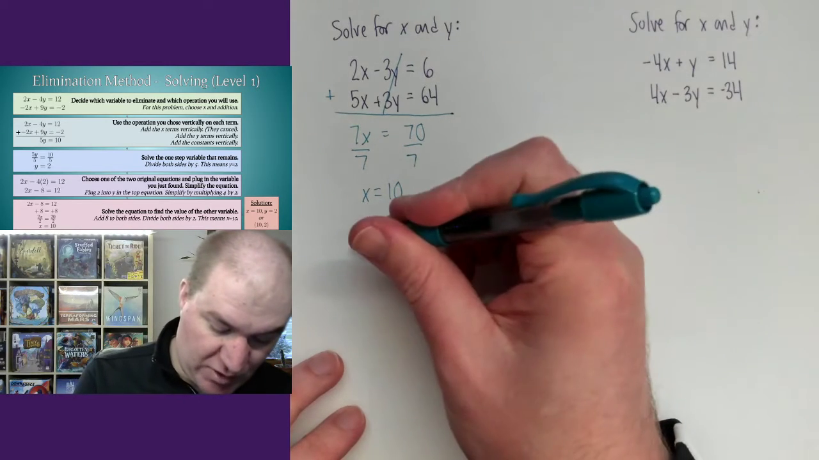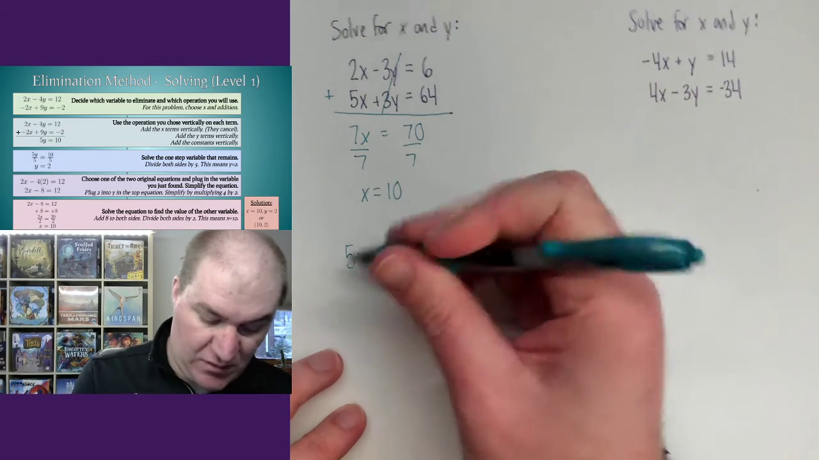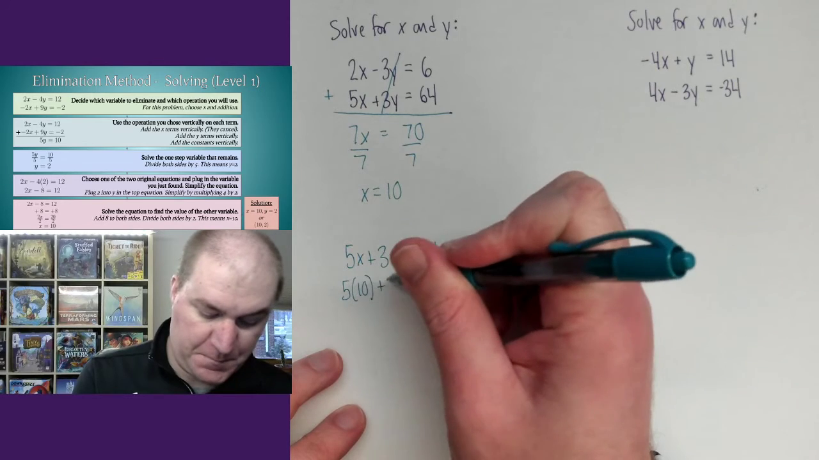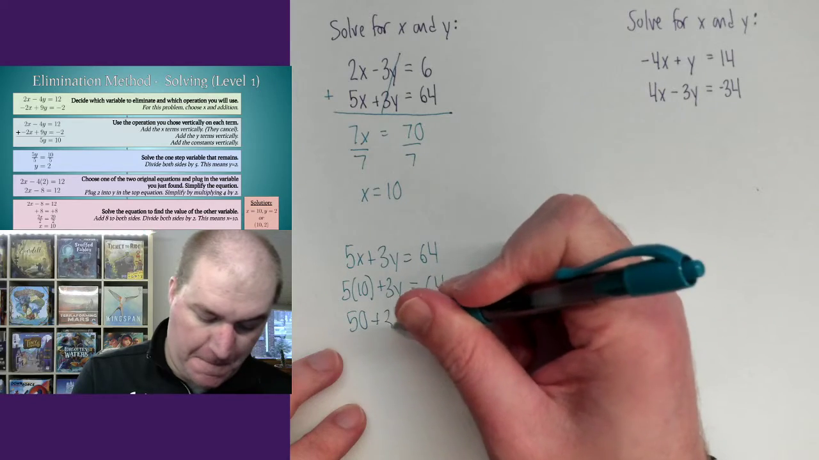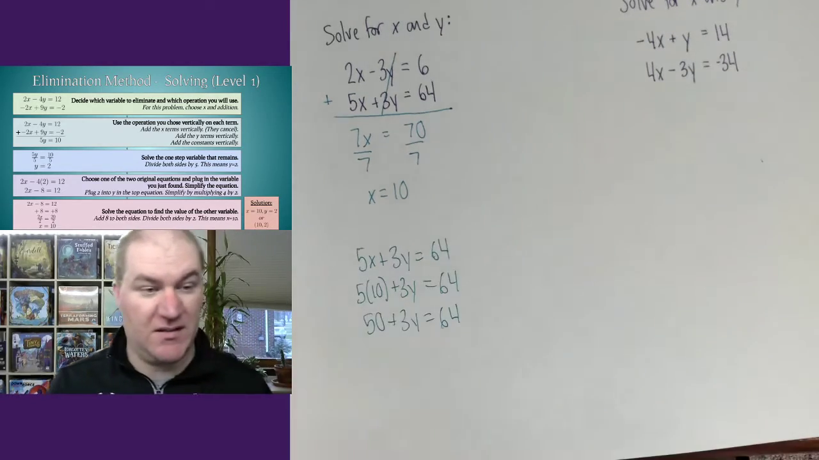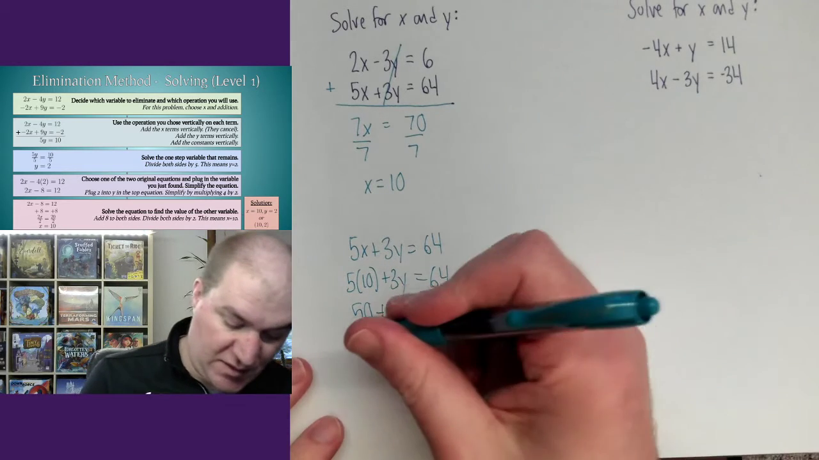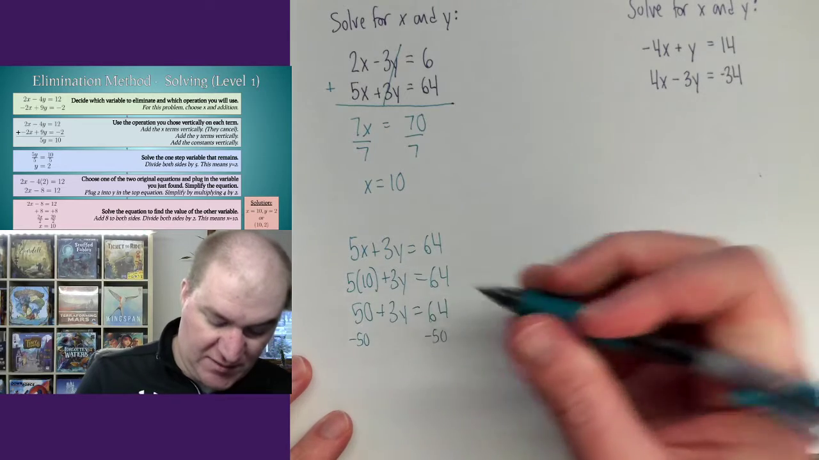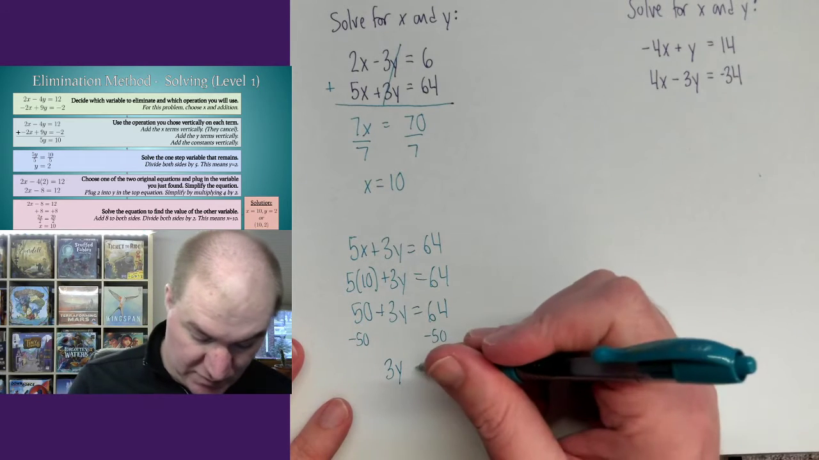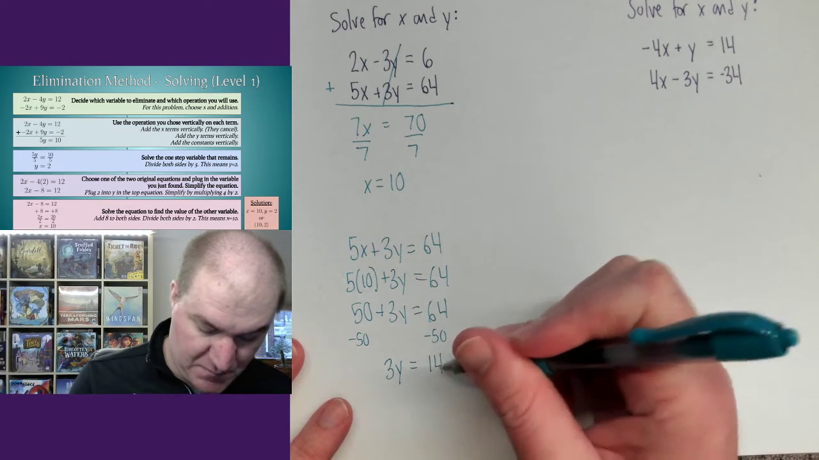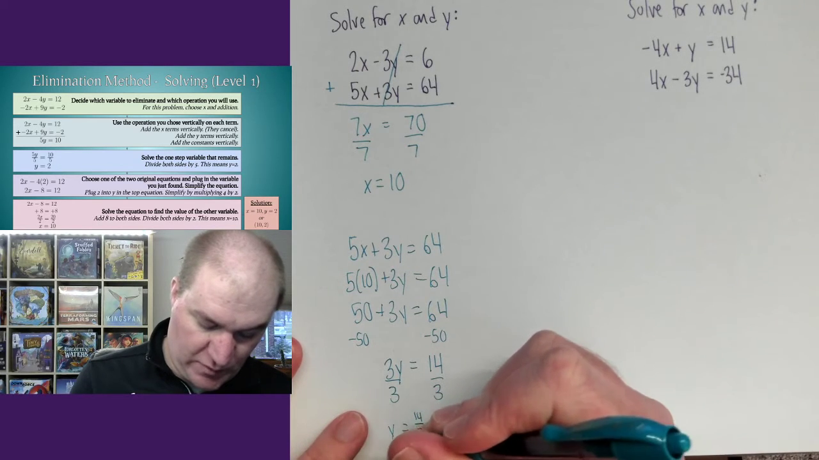So I'm going to pick this bottom equation here. So I'm going to plug in 10 for x here. And then simplify it. 5 times 10 is 50. And why would I do this? Because now I just have an equation again with one variable that I can solve using inverse operations. So I'm going to do minus 50 to both sides and get 3y equals 14. And then divide both sides by 3. And I get y equals 14 over 3.